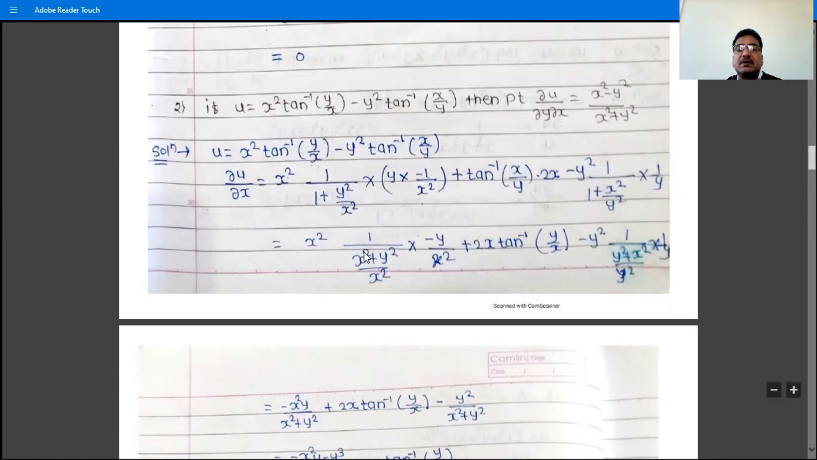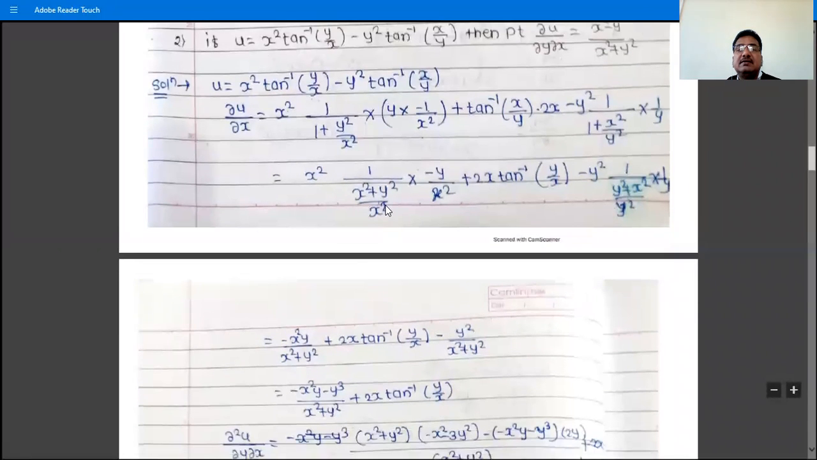Now the simplification. The LCM is x square plus y square, into minus y by x square, then 2x tan inverse y by x. For the second term, y by x minus y square, the LCM is y square plus x square, into 1 by y, and this becomes x square by x square plus y square, and then x square gets cancelled. So we have x square into minus y divided by x square plus y square, plus 2x tan inverse y by x, minus this y square.